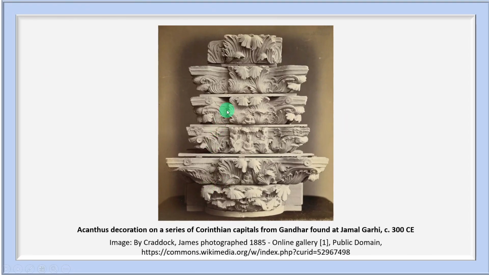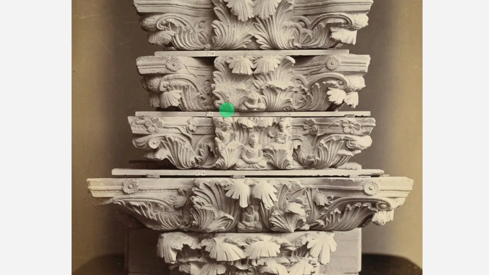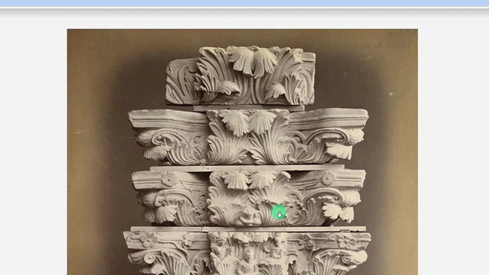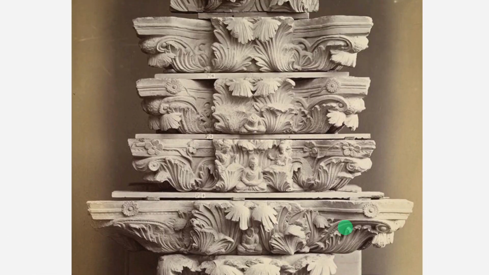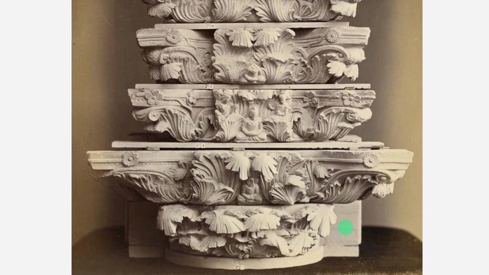Acanthus decoration on a series of Corinthian capitals from Gandhara, found at Jamalgarhi. Now Jamalgarhi is presently in Pakistan. It is a site of an ancient Buddhist monastery. It was excavated and various works related to Greco-Buddhist art were found there. And this is an example where you can see a lot of acanthuses. These are all acanthuses. So this is a Corinthian capital.